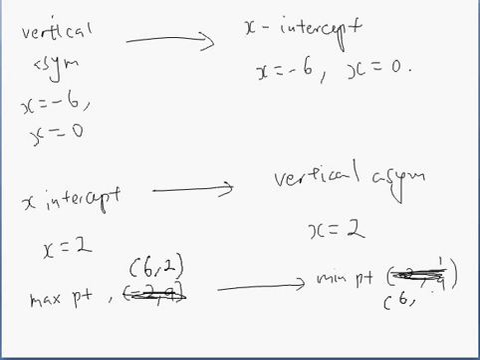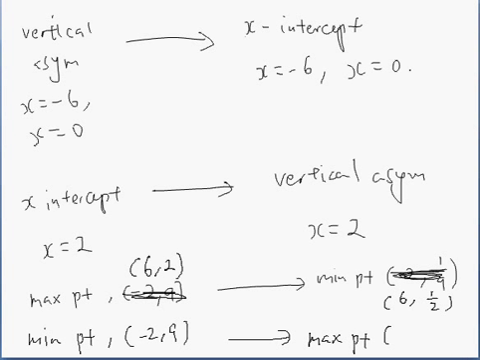Now we look at the minimum point of the original curve, which is (-2, 9). So under the transformation, it will become a maximum point (-2, 1 over 9). Once we have the key features of the new graph, we can start plotting the new graph.